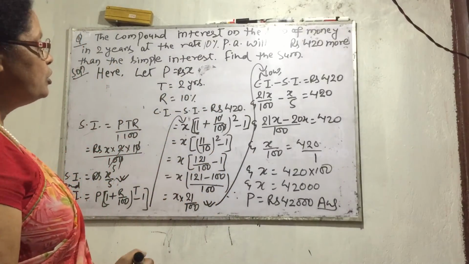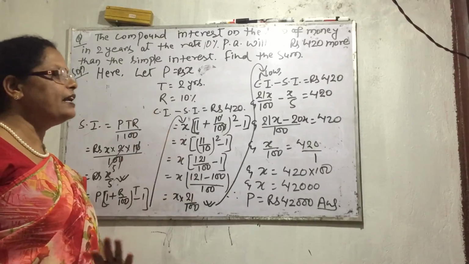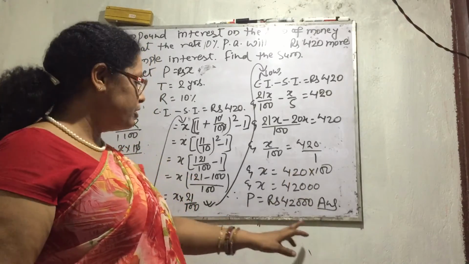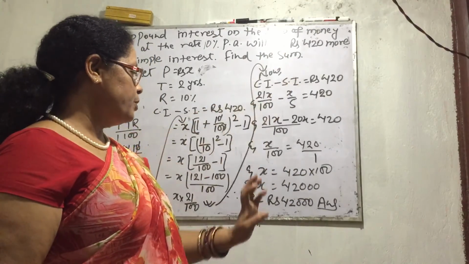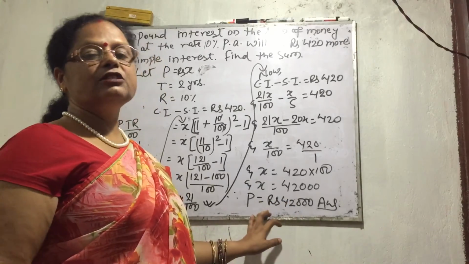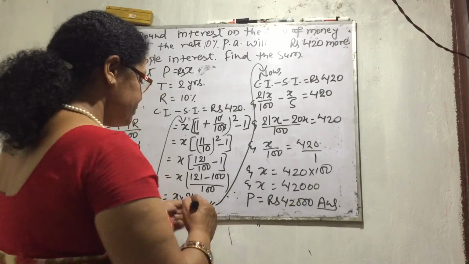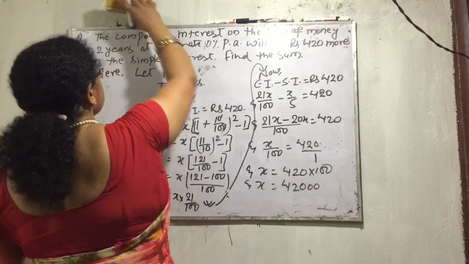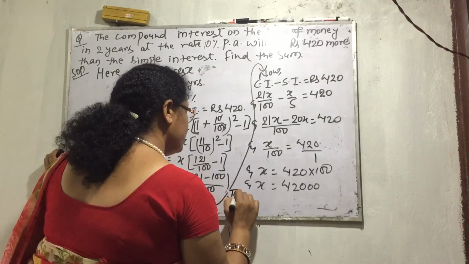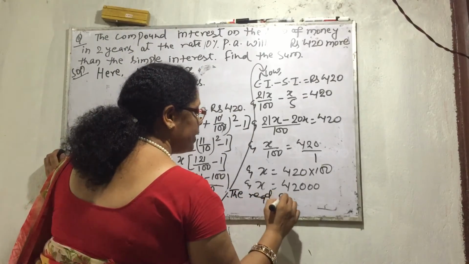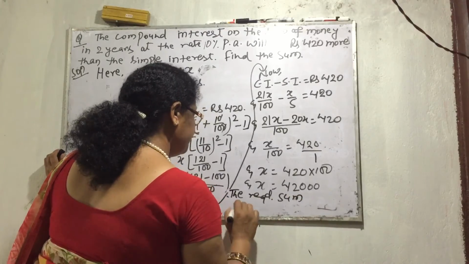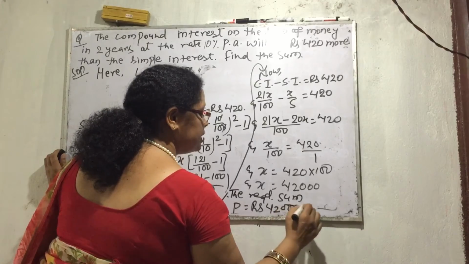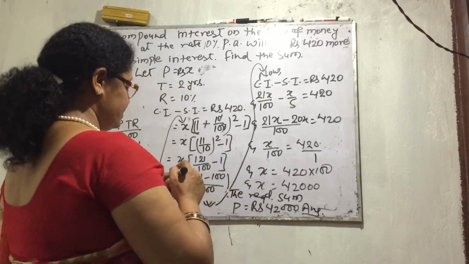This way we have to solve. The difference between CI and SI is rupees 420. So its solution will be this much. We have found here the sum. What will be the sum? Here you can write down the required sum is this much. Let's write down here. The required sum P equal to how much? Rupees 42,000. It is its answer.